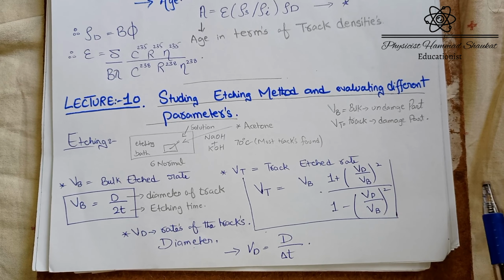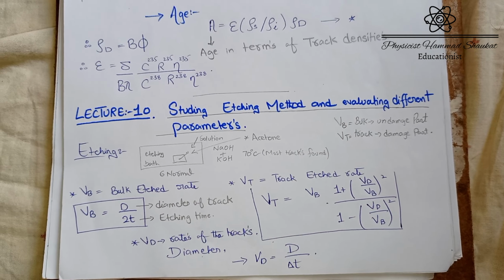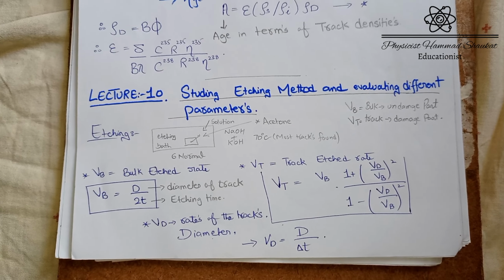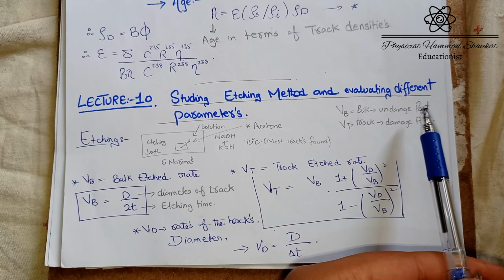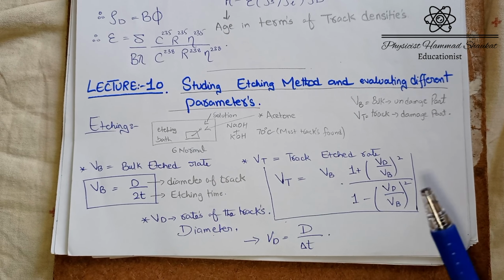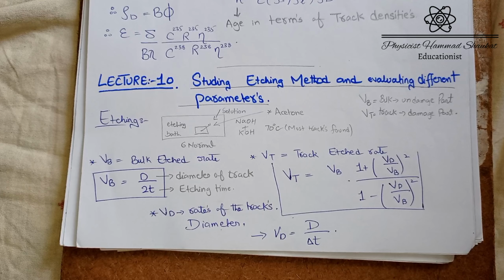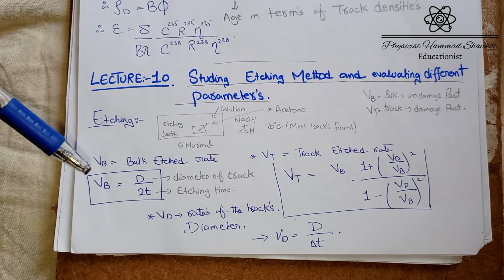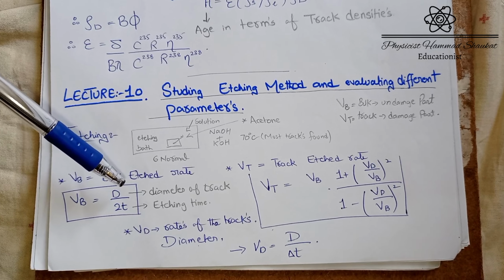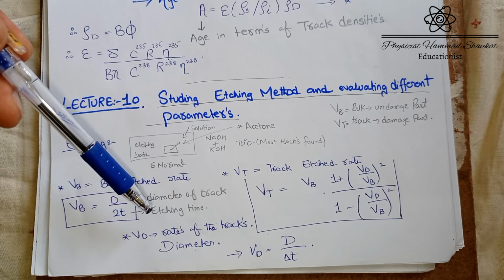So how can you define Vb, the bulk etch rate? Vb is the rate at which the undamaged surface of the detector is being removed during chemical etching. Its relation is Vb equals d by 2t, where d is the diameter of the track and t is the etching time.